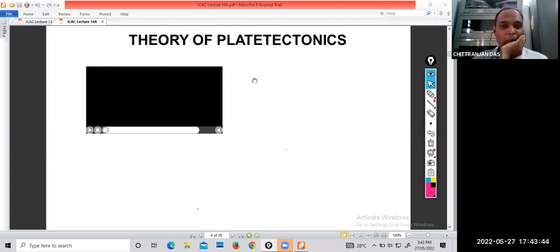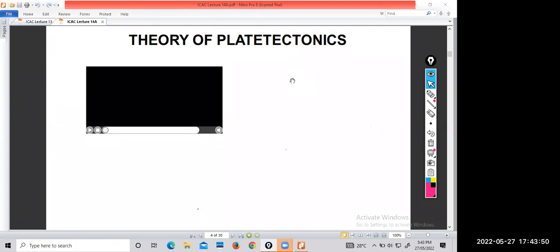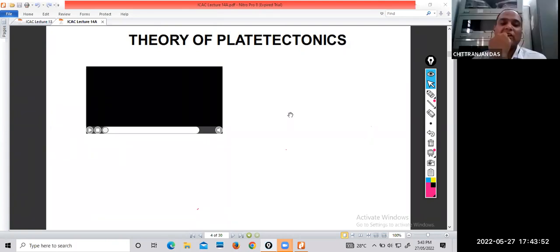What is the theory of plate tectonics? It talks about the plate movement. Vaishnavi, yes or no? Yes, sir. Plate tectonics क्या था? हमने पढ़ा है ना पहले. Plate tectonics, plate movements. चलो ठीक है.